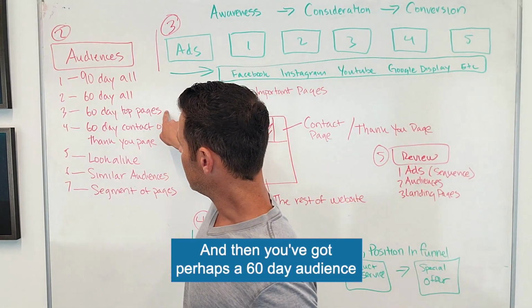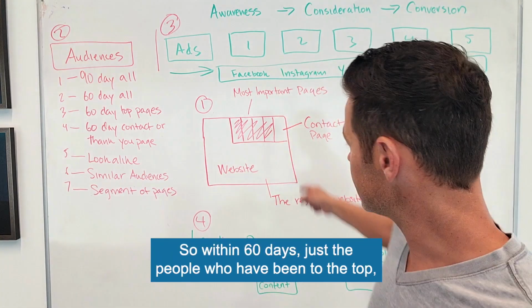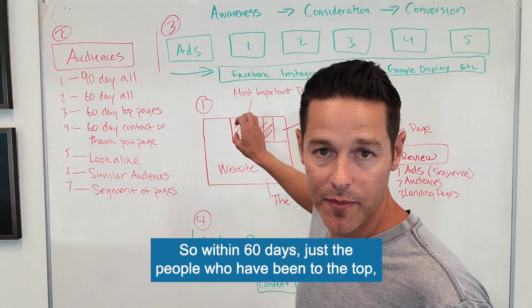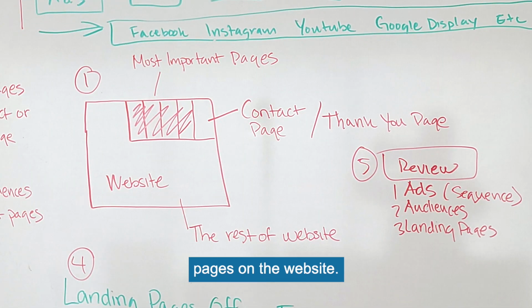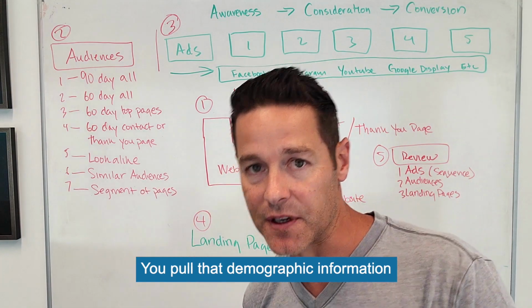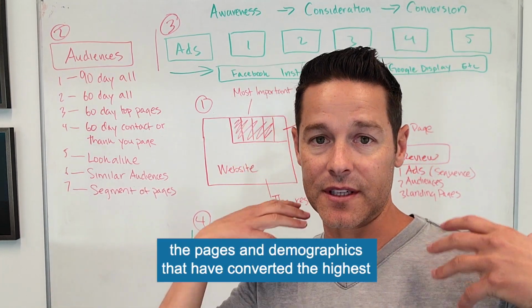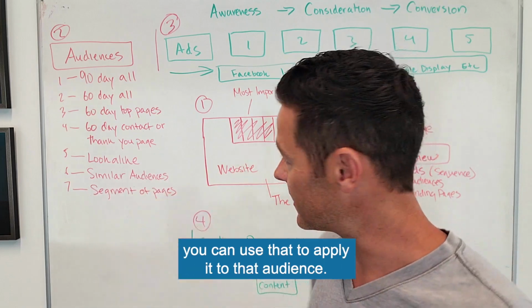And then you've got perhaps a 60-day audience for your top pages, right? So within 60 days, just the people who have been to the top pages on the website. Again, you could overlay that with some demographic information to really target that customer. You pull that demographic information out of Google Analytics, the pages and demographics that have converted the highest, and you can use that to apply it to that audience.